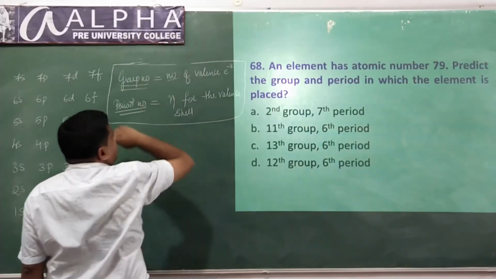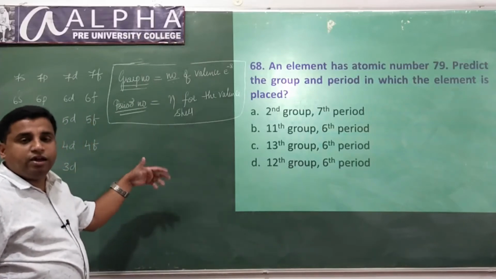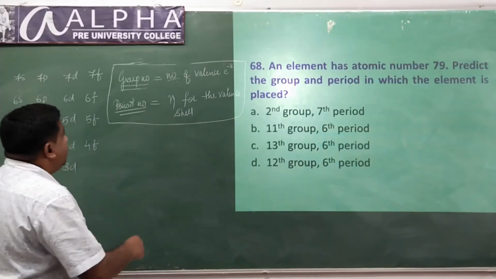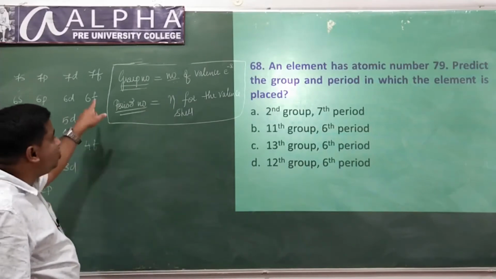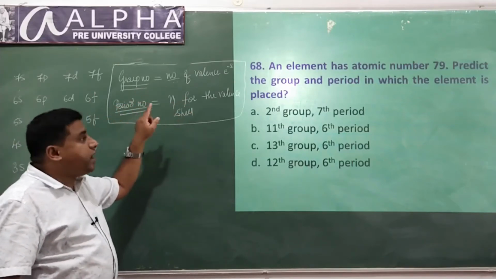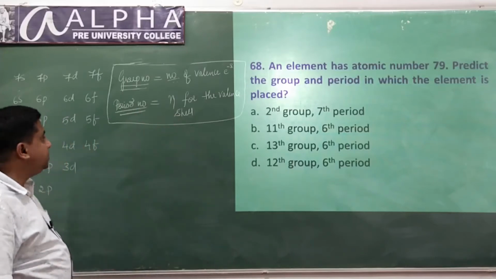Okay, I'll find a best way for it. How to find, okay, I'll tell you. I'll give you an example and I'll make you understand what the group number is equal to for p block elements. Group number is equal to the number of valence electrons, and period number is equal to the value of the principal quantum number for the valency shell.